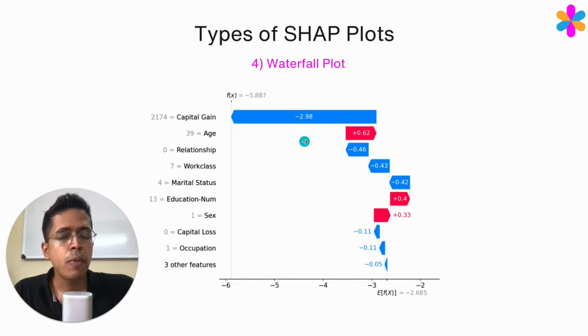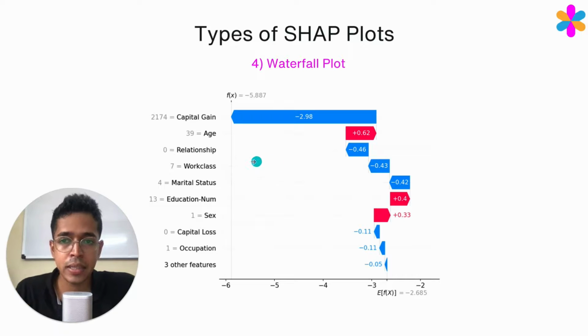In waterfall plot, you can see the same thing. For an instance, you can see the influence of capital gain. So here, capital gain has a big negative influence. For this particular person, age has a big positive influence, probably because this person is closer to middle age. Relationship is 0. I don't know what the value 0 means. I guess it means the relationship is non-existent perhaps, and it has a negative influence. So these are the values of the feature for that particular individual.